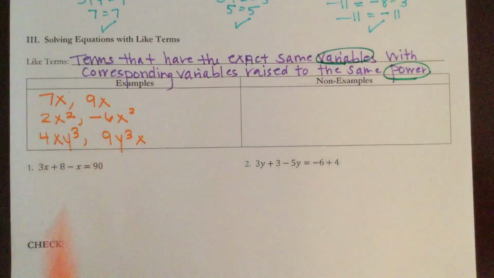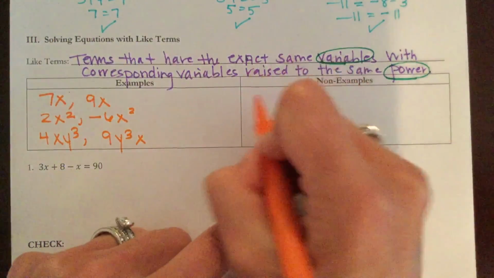Notice the variables are not in the same order. That's okay. The definition doesn't address the order of the variables. It just says that the terms have to have the same variables and that those variables that are alike need to have the same power. Let's look at some non-examples.